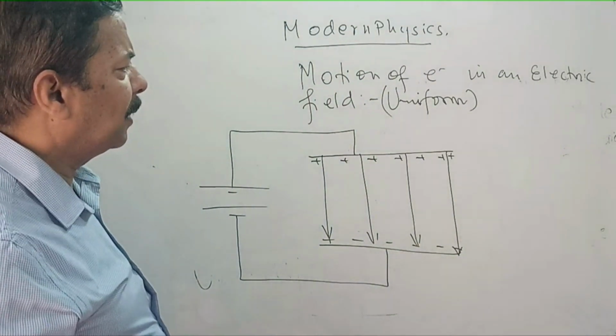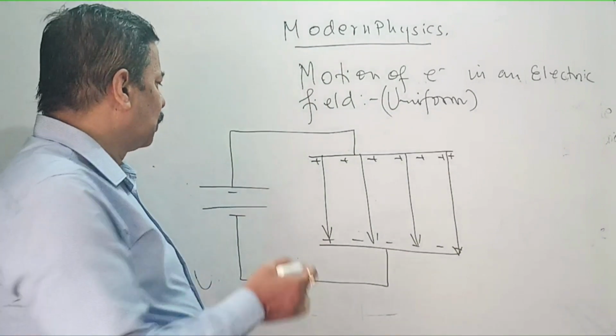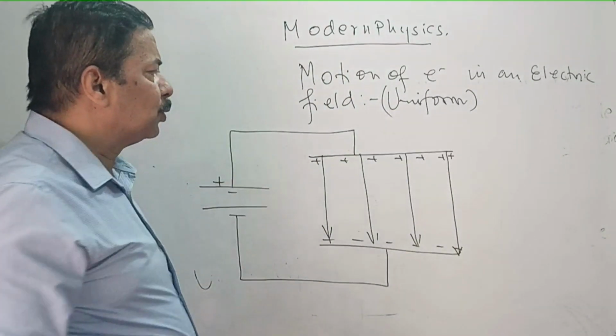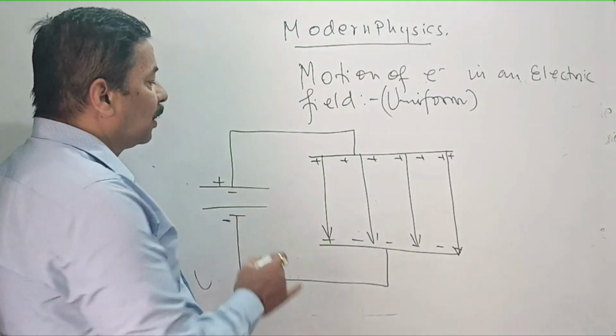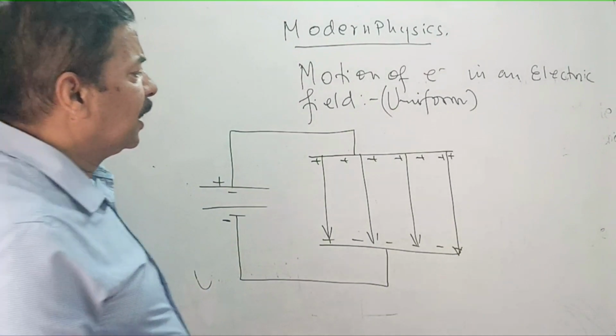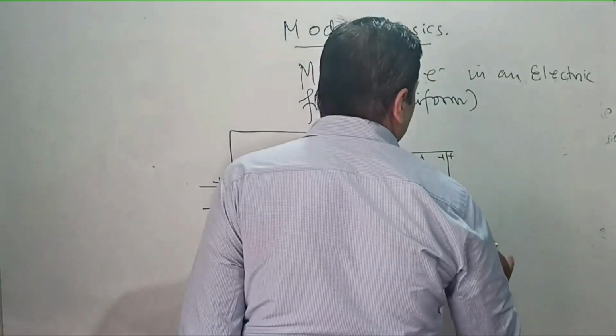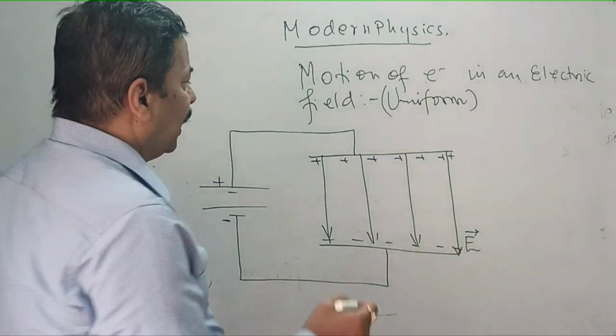See, here the plates of the parallel plate capacitor are there. One plate is connected to the positive terminal of the battery, so it acquires positive charge, and the other plate is connected to the negative terminal of the battery, so it ultimately acquires the negative charge, and there is a uniform electric field that exists between the plates.